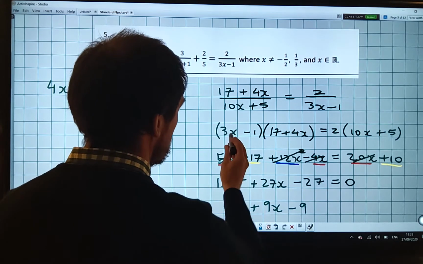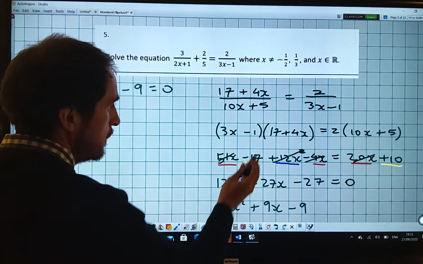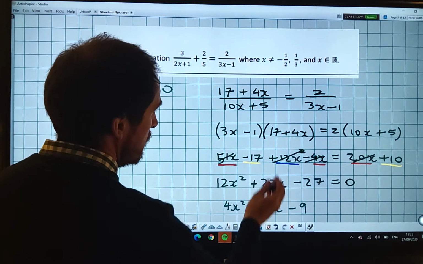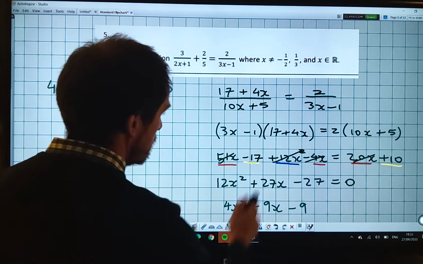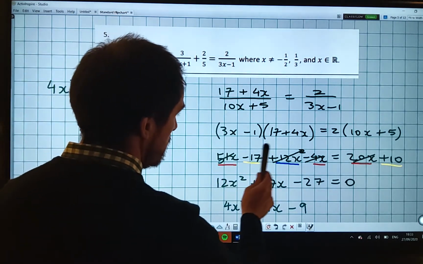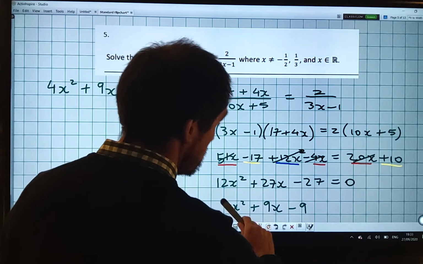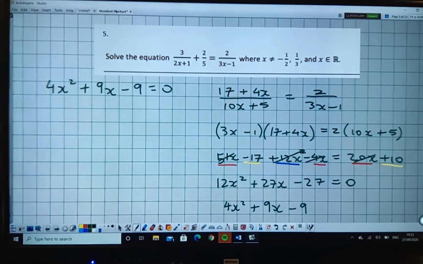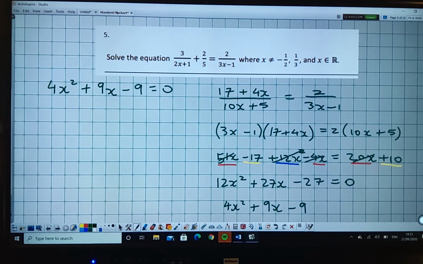3x minus 1. 17 times 3x is 51x, minus 17, plus 12x squared, minus 4x. So 51x minus 4x. So that is right. Okay, so I'm confident that that's right. So I'm just getting mixed up with my factors here. So I'm trying to combine them, and I've got 2 times 3 and 2 times 3, okay, that's not it. So 4 times 3, that's it there.